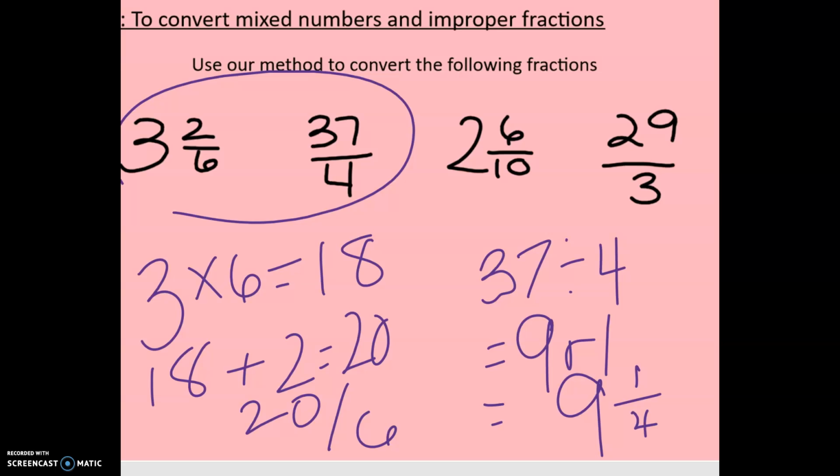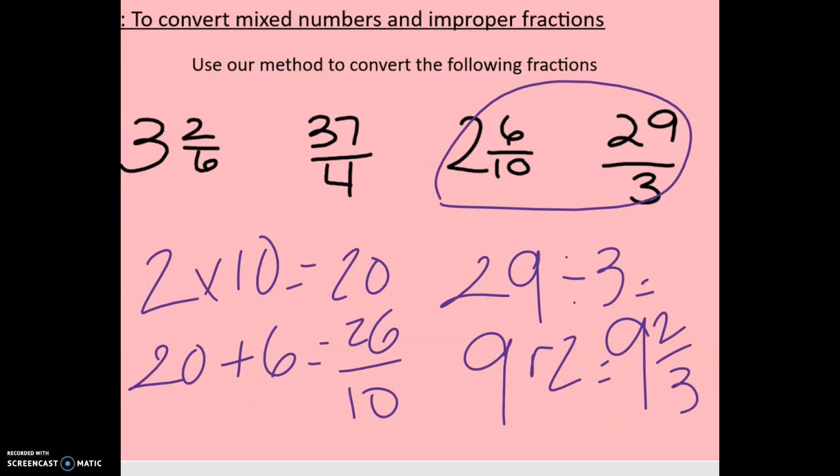See if you can now on your piece of paper do the same for 2 wholes and 6 tenths and 29 over 3. Come back and I'll show you the answers. Hopefully you had enough time to do those on your own. If you look at the board now, I've put the answers on for you. So 2 wholes and 6 tenths converted into an improper fraction is going to be 26 over 10. And 29 thirds changed into a mixed number is going to be 9 and 2 thirds.